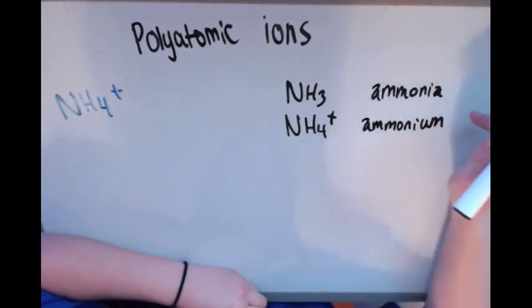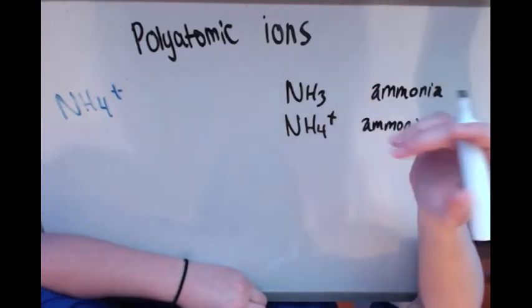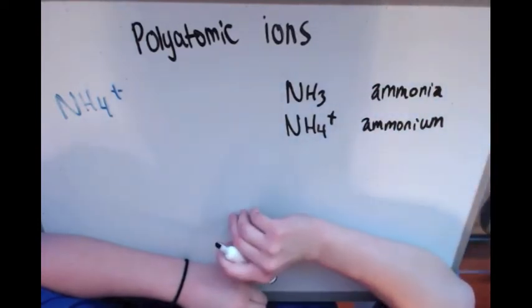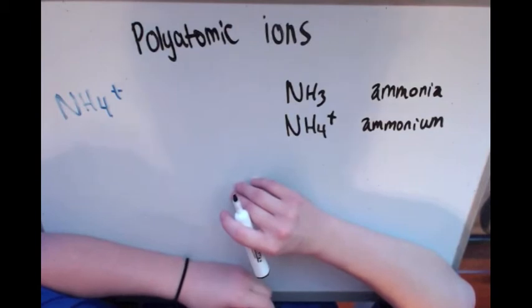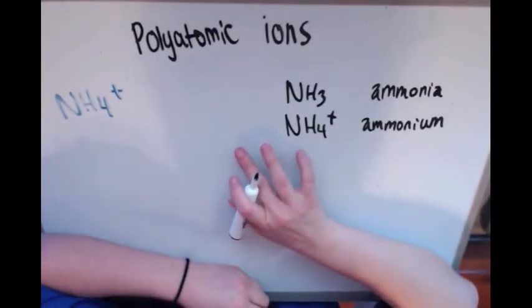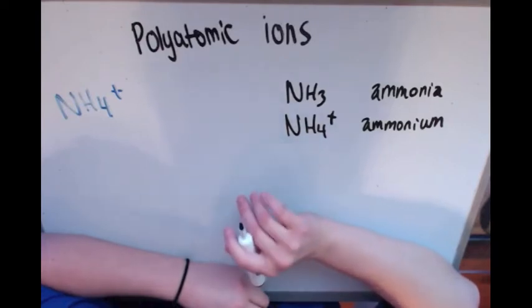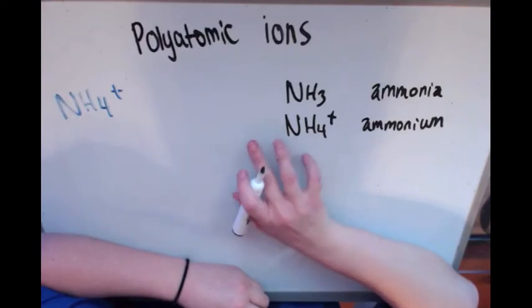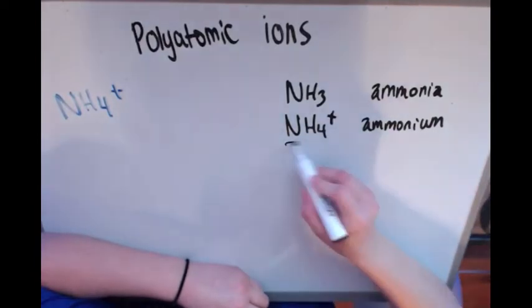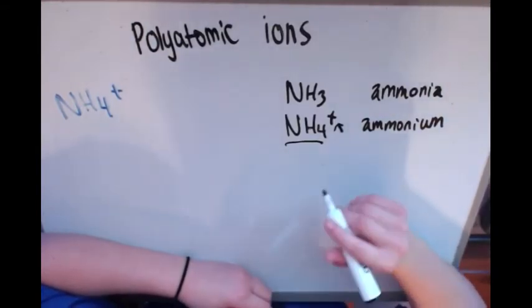The thing you need to realize here is that ammonia has a neutral charge, which is why there's no charge listed here. It has a charge of 0. It's neutral, so it is not an ion. It's just a compound, a covalent compound at that. However, this right here, ammonium, does have a charge, and it's a polyatomic ion, right? Many atoms, ion. So that's a polyatomic ion.